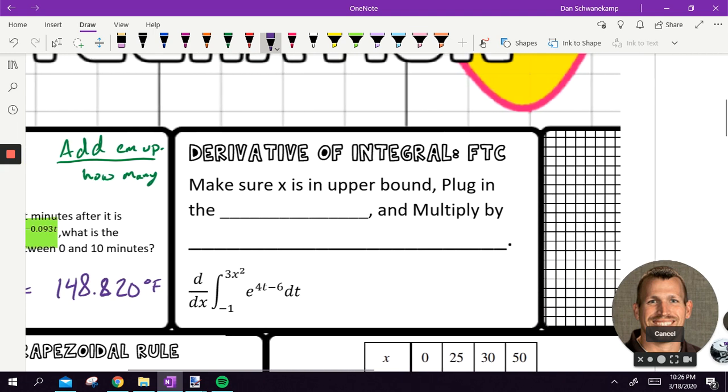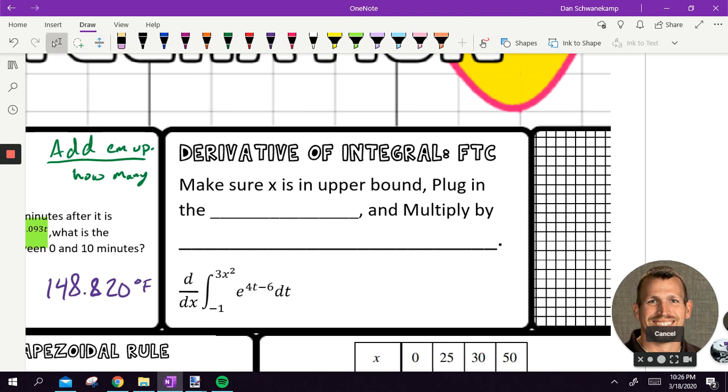Next thing we did was the derivative of an integral, and that is FTC. This is a specific part of FTC. We do FTC all the time, but this is a specific part when you take the derivative of an integral. So it looks like this. This is what I'm referring to when I say take the derivative of an integral. We've got an integral going on, and we're going to take the derivative of it.